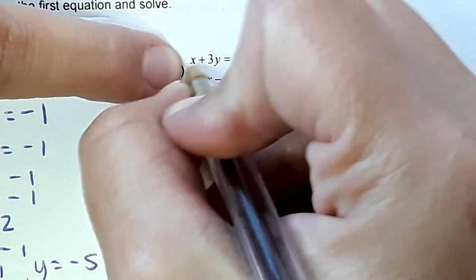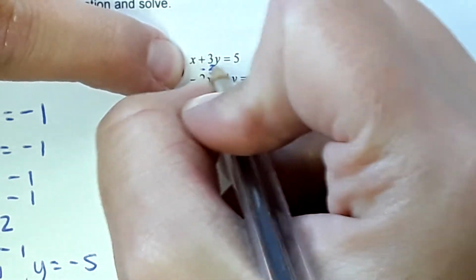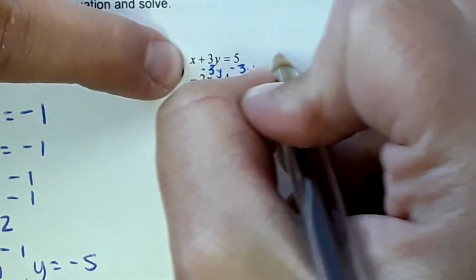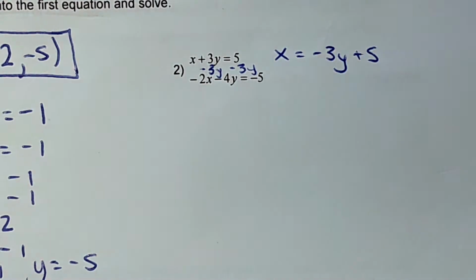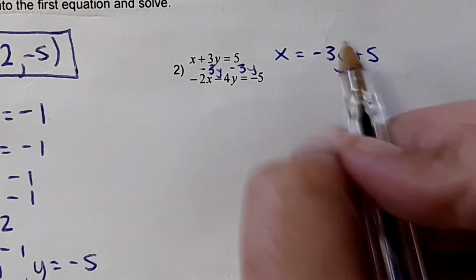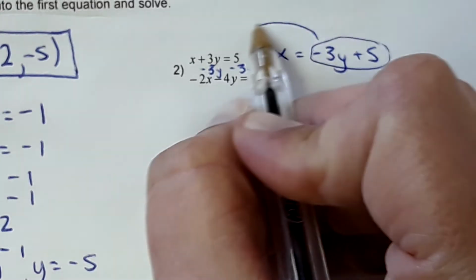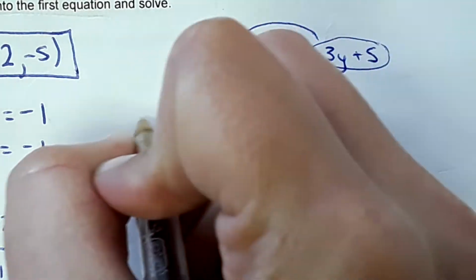So from here, to get x by itself, I'm going to subtract 3y from both sides. So I get x equals negative 3y plus 5. And then I can take this and plug it in for x in the second equation.